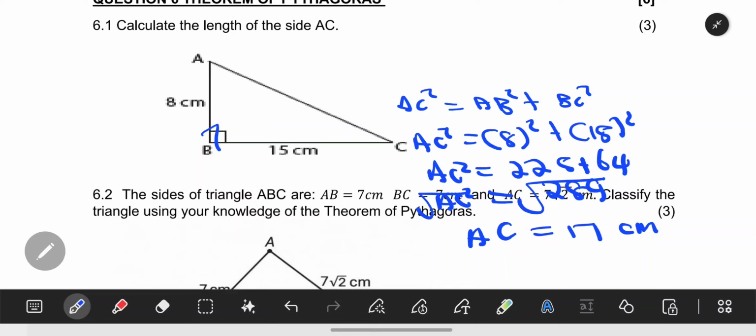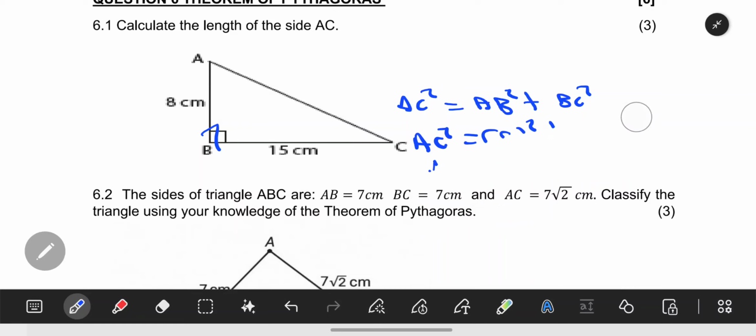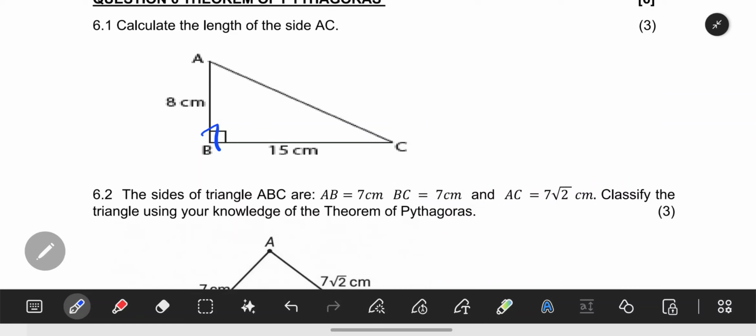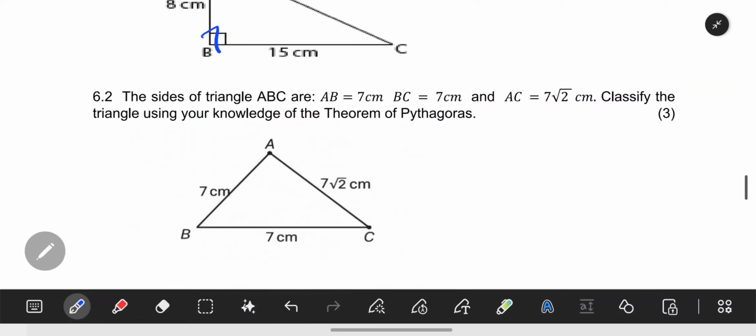So let's continue. Let's move to 6.2. The sides of triangle ABC are AB 7 centimeters, BC 7 centimeters, and AC which is 7√2 centimeters. Classify the triangle using your knowledge of the theorem of Pythagoras.